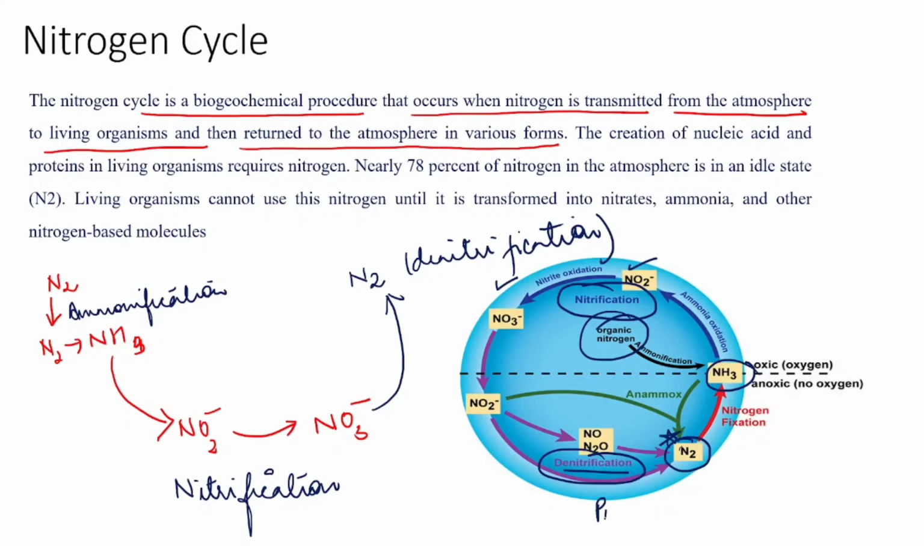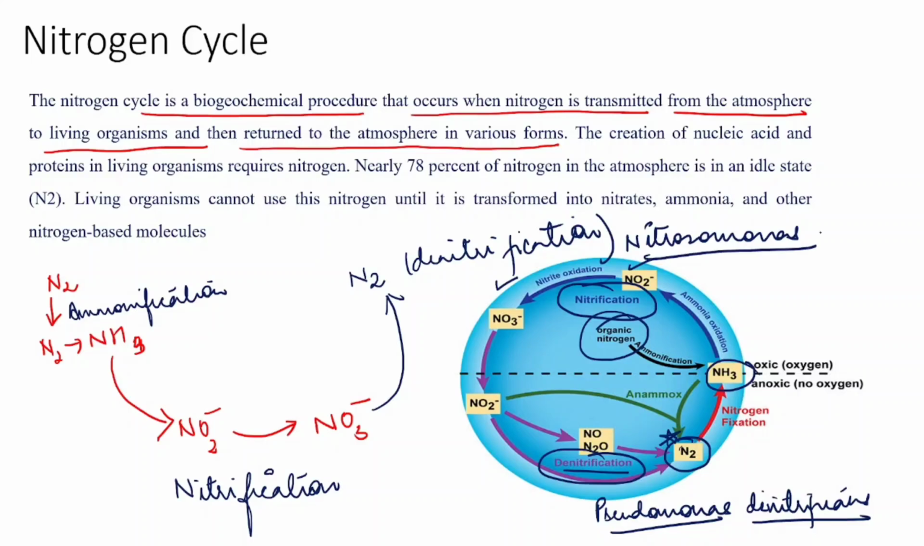This is done by Pseudomonas. These are all done by bacteria and microorganisms. Pseudomonas, denitrificans, and this nitrification is done by Nitrosomonas, Nitrosococcus. So many organisms are involved in this, right? So this is the cycling.